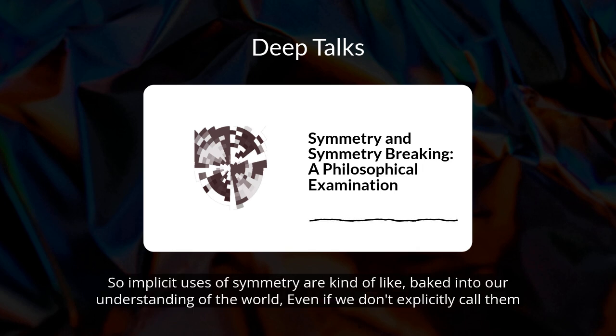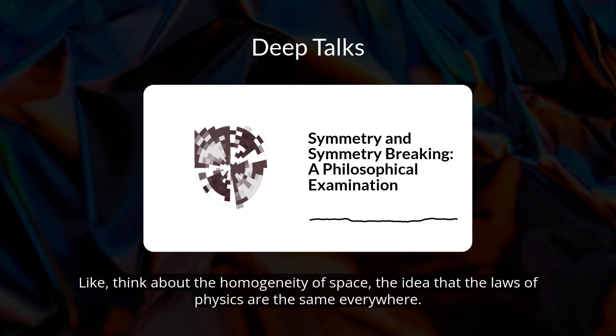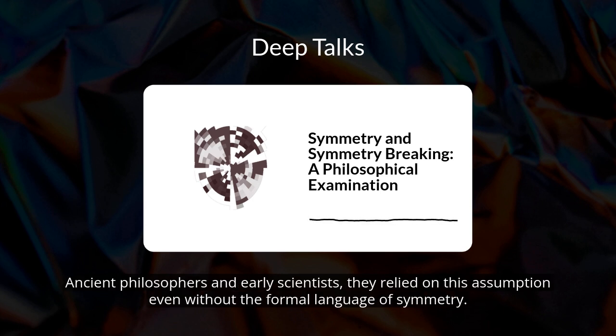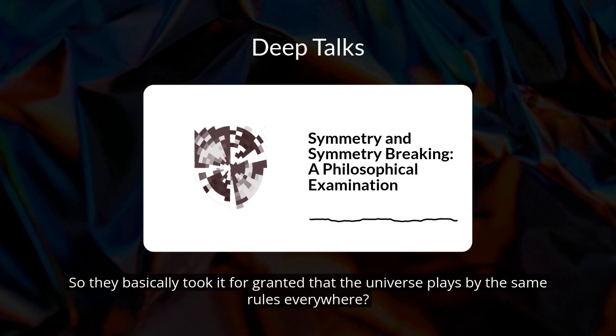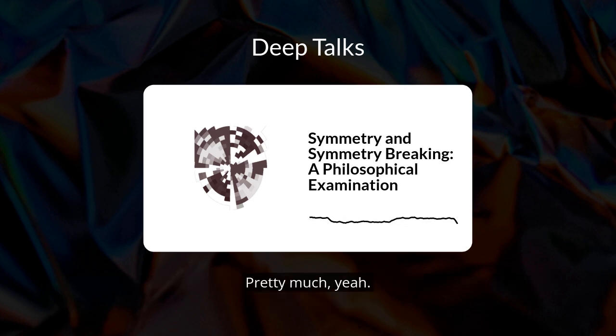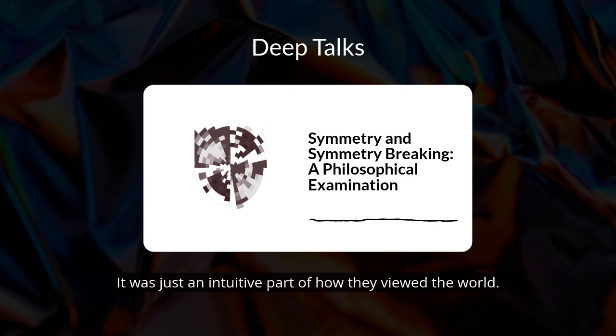So implicit uses of symmetry are kind of like baked into our understanding of the world, even if we don't explicitly call them symmetries. Like, think about the homogeneity of space, the idea that the laws of physics are the same everywhere. Ancient philosophers and early scientists relied on this assumption, even without the formal language of symmetry. So they basically took it for granted that the universe plays by the same rules everywhere. Pretty much, yeah. It was just an intuitive part of how they viewed the world.